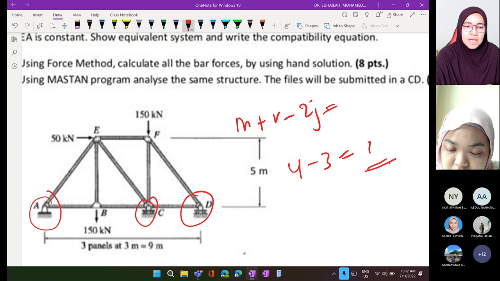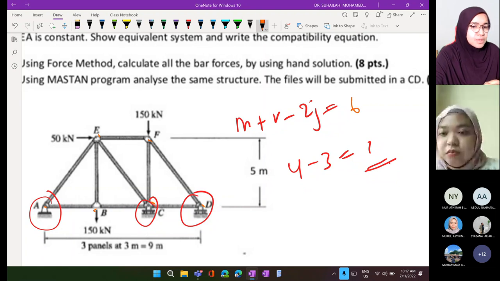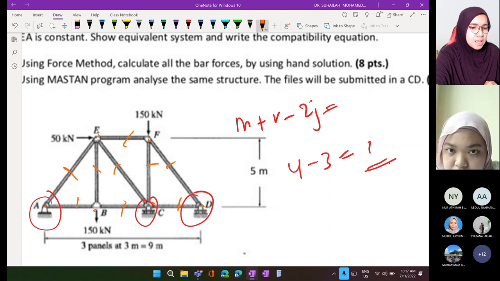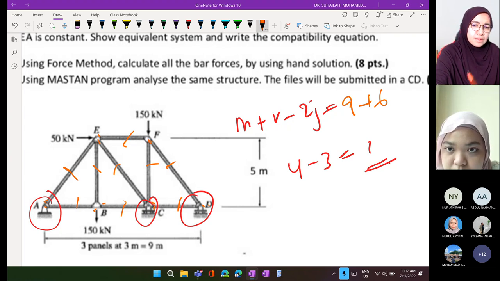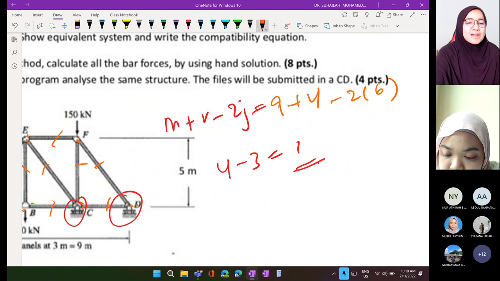M plus R minus 2J. Let's count: one, two, three, four, five, six. Six joints. Members first: one, two, three, four, five, six, seven, eight, nine. It is nine plus the reactions, four, minus 2 times 6 joints. This one is correct.